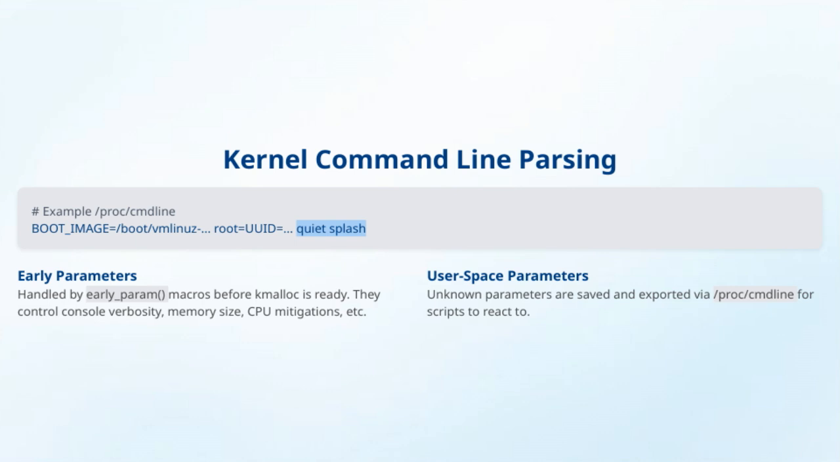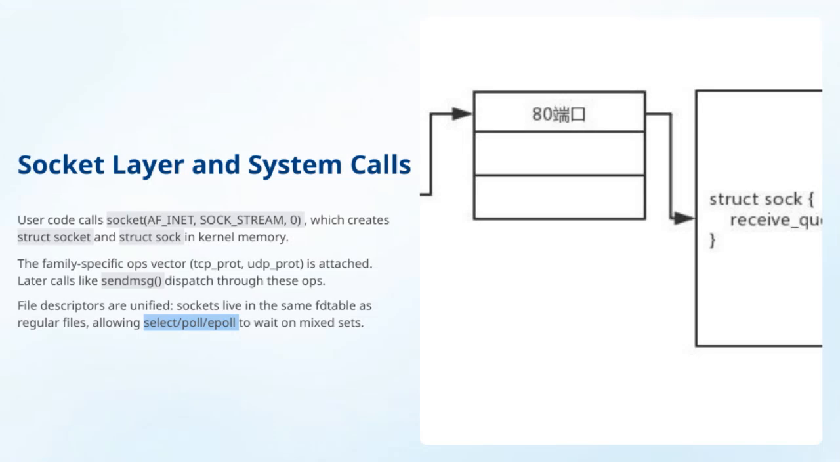Now let's look at how file descriptors are unified in the system. Essentially, sockets are now stored in the same FD table as regular files, which means that functions like select, poll, and epoll can wait on mixed sets of file descriptors. This unification simplifies monitoring multiple I/O sources simultaneously.